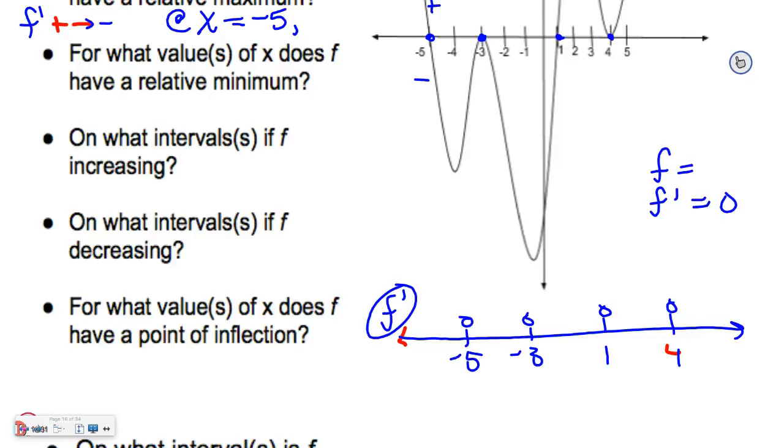And then we did a sign test algebraically on the derivative, but I don't need to do it algebraically because this graph is the graph of y equals f prime. Positive y is here, negative y is here, negative still, positive, and then positive. Again, I'm looking at the y values because the y represents f prime of x.